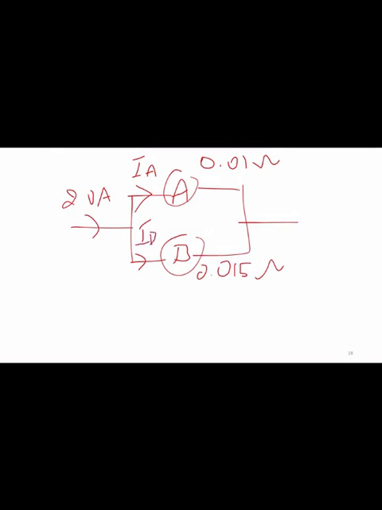So now we should identify what is the current flowing through ammeter A and what is the current flowing through ammeter B. Using the current division rule, if you want to find the current across any resistor, it is given by the total current into the opposite resistance divided by the sum of the resistances. So here, to find the current IA, the total current I, into the opposite resistor, that is the resistance of ammeter B, divided by the sum of the resistances of ammeters A and B.